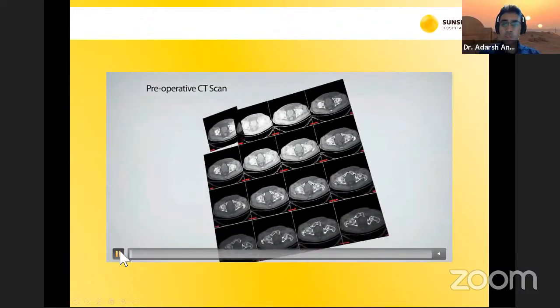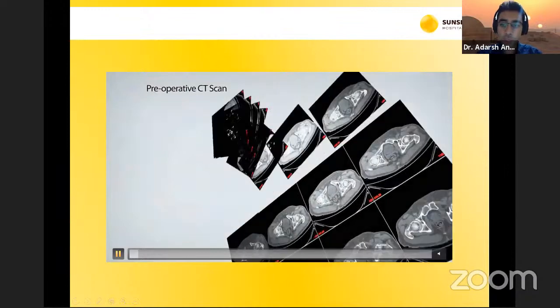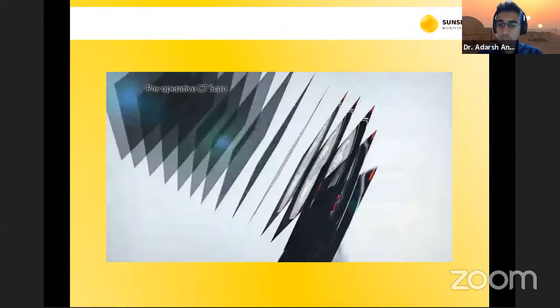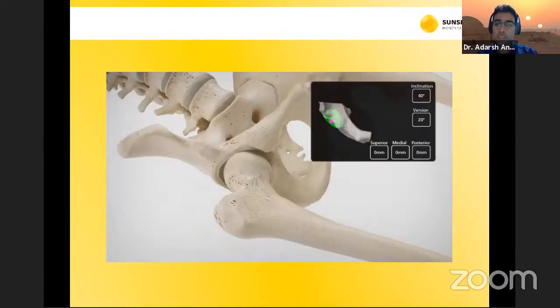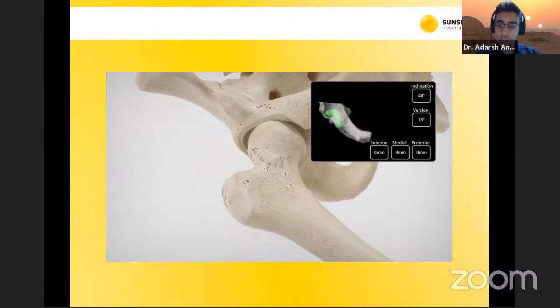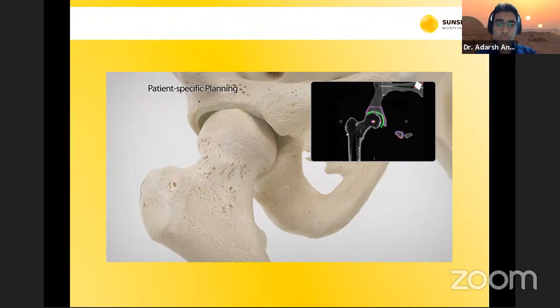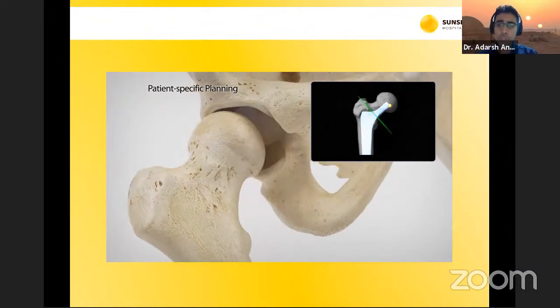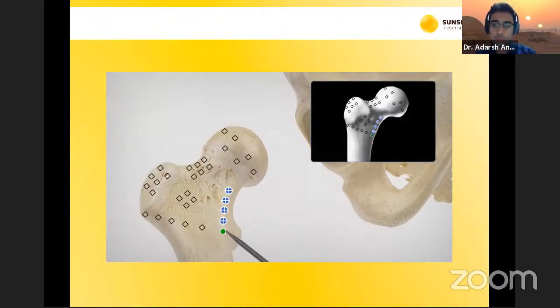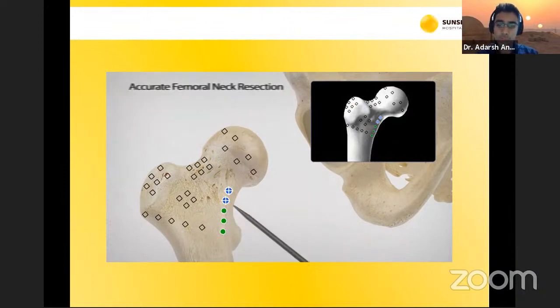So the first thing is we get the preoperative CT scan. I hope you can see this animation. Okay, so the pre-op CT scan gives us a nice reconstruction of the hip. And you have the patient-specific planning. So this is the enhanced workflow where you also do the femur. There are multiple checkpoints on the femur, which you have to mark. It gives you the accurate femoral neck resection point.